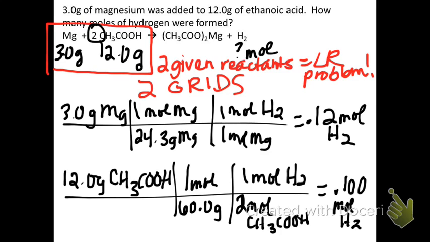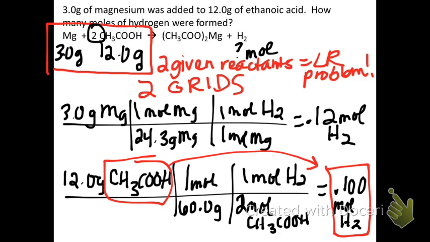So the question is, great, but now I have 2 answers. So which one is the number of moles of hydrogen? Because this number is smaller than the previous answer, this is the amount of moles of hydrogen you can produce. And because this reactant produced the least amount of product, that means that the ethanoic acid was the limiting reactant, which by default makes the magnesium the excess reactant.